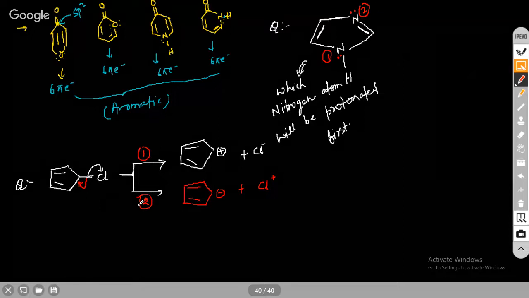Why first one? Purvik, Ritvik. Second one is correct, Sandarya. Why first one?